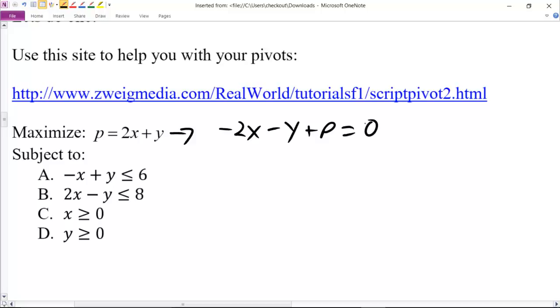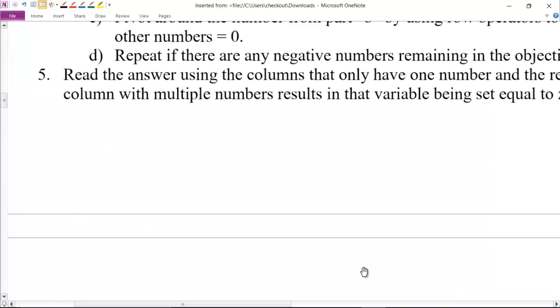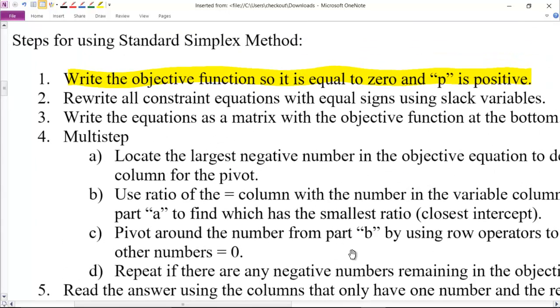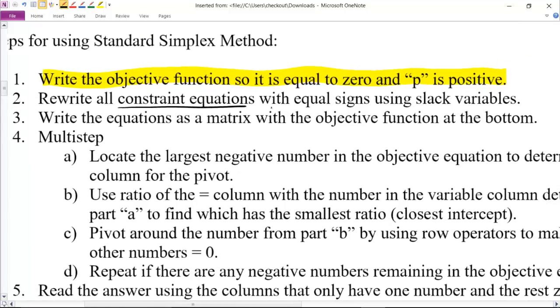It's equal to 0. P is a plus sign in front of it, not a minus sign. That's your objective function. Okay, step two. Step two here is saying rewrite all the constraints, so those are all the less than or equal to's, with equal signs using slack variables.